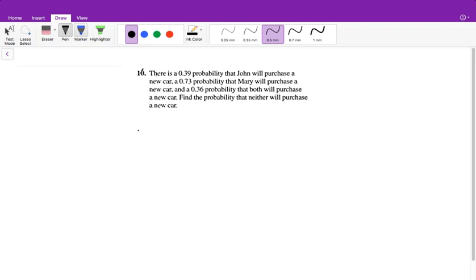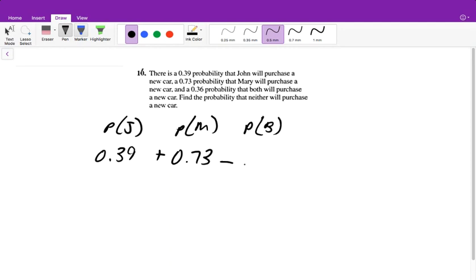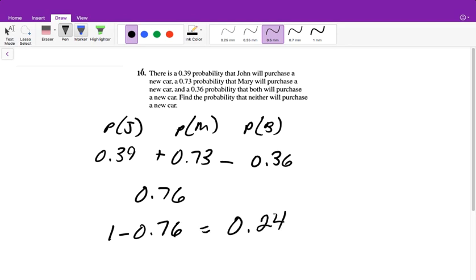So we're first going to find out the probability that at least one of them has it. And then we're going to find its complement. So we will find a probability of John, which is then 0.39, plus the probability of Mary, which is 0.73, minus the probability of both, which is 0.36. So then we add these up. So this would then be 0.76. So that's the probability that at least one of them will buy a new car. So then what we need to do is, if we're finding the probability that neither, it's the complement of this. So it will then be 1 minus 0.76, and that is then equal to 0.24. That'll be your final answer.